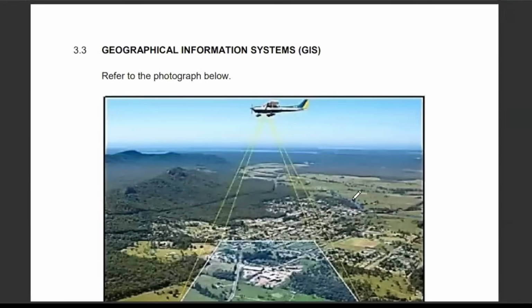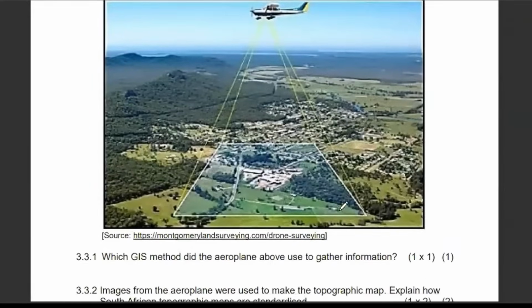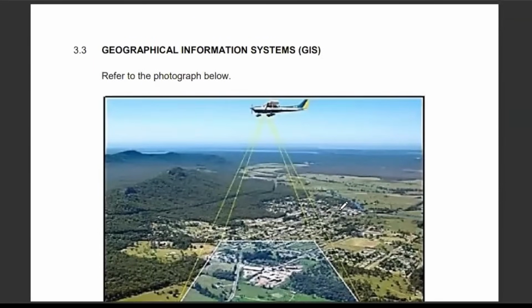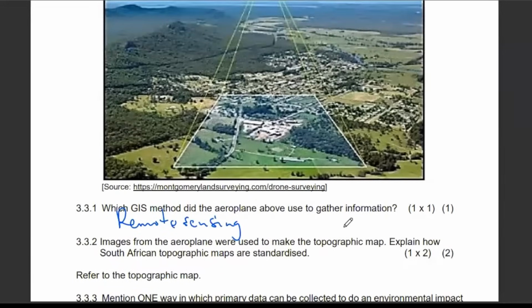Right, then we'll go to the last question, which is a GIS question. Refer to the infographic below. Right, this is showing us a plane which is actually capturing images from above. Which GIS method did the aeroplane use to gather information? That is automatically remote sensing. The aeroplane is using remote sensing to capture information on that particular area.